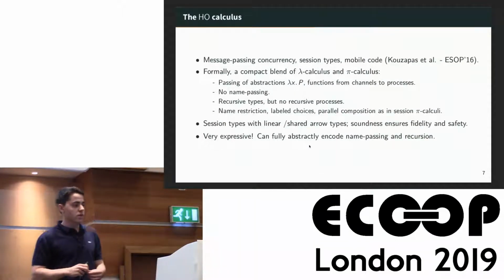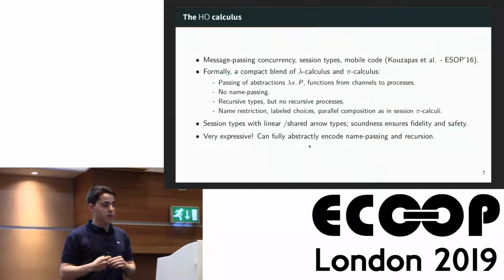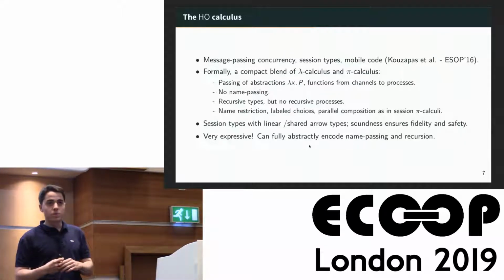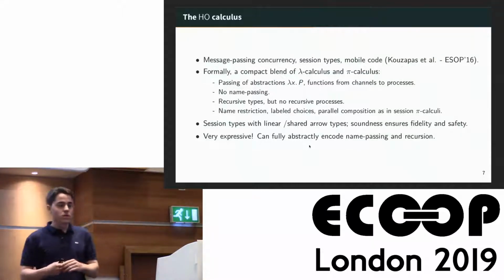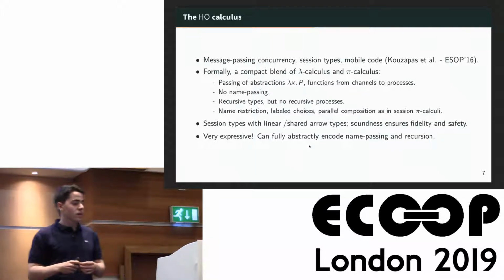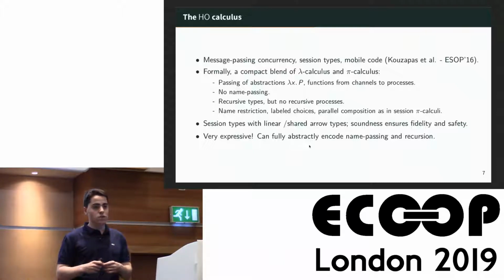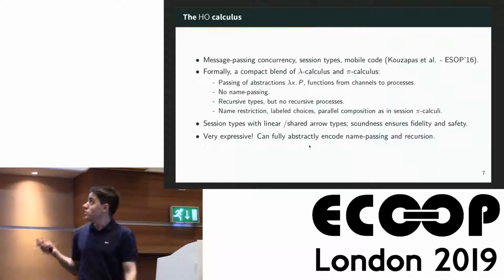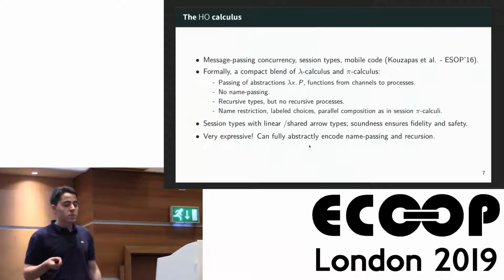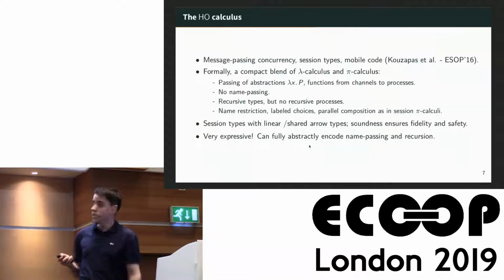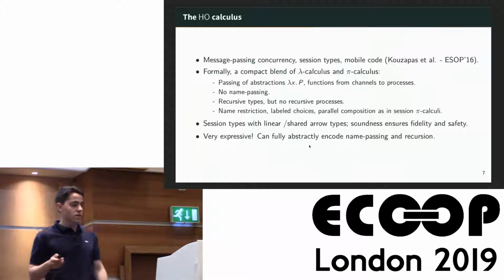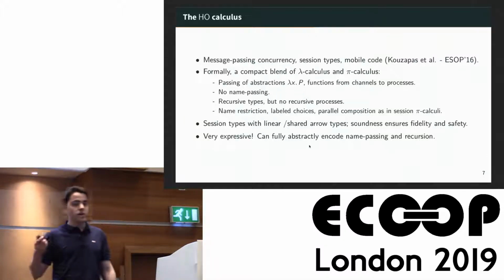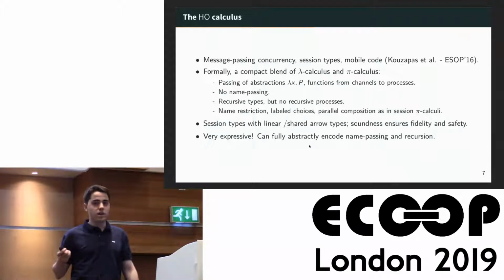For our work, we consider a particular calculus, that is HO, for the reason that it's a very compact calculus that models mobile code. HO stands for higher order. And it's compact in the sense that it only supports passing of abstractions, and only abstractions of this form, that is functions from channels to processes. So it does not support name passing, it does not support recursive processes, but it has recursive session types, and it has all other usual pi-calculus constructs such as name restriction, label choice, and so on.